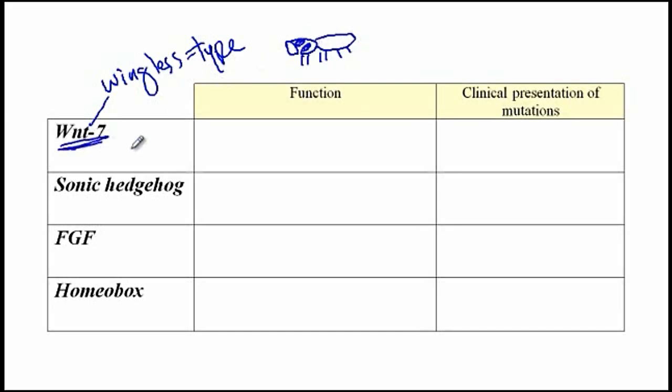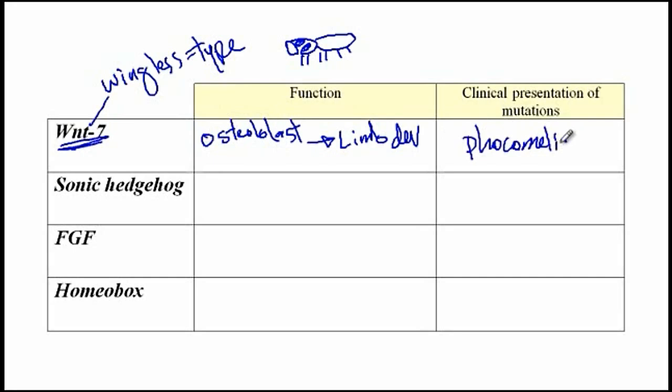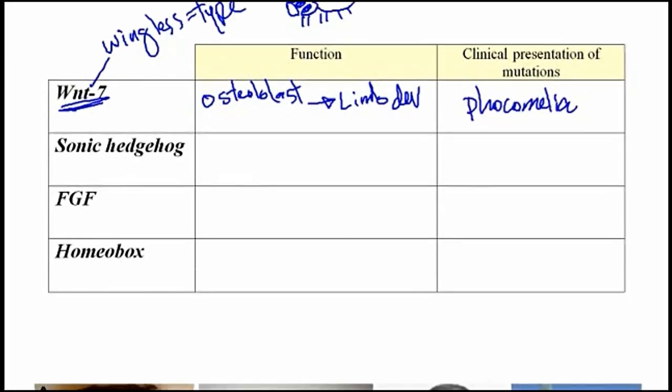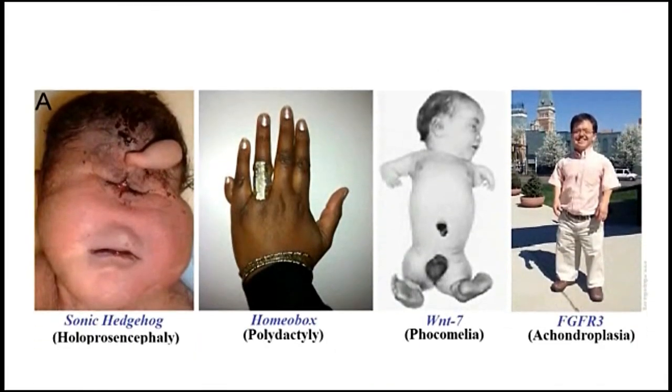Later on, the same gene was discovered in humans, and it was found that it's required for osteoblast function to induce development of the limbs. Mutations in this gene cause phocomelia, where the long bones do not develop. That's how it would look in a patient that has phocomelia. Their long bones do not develop.